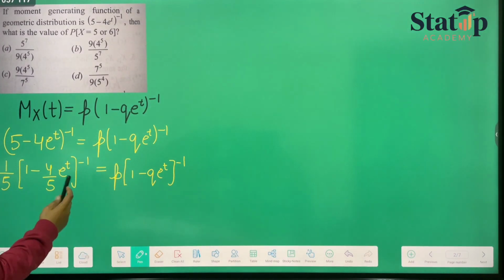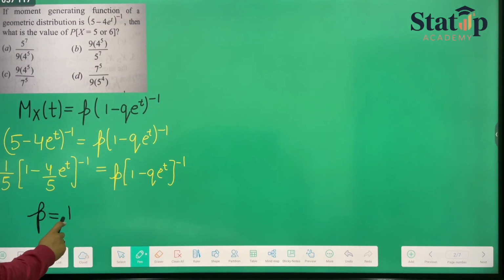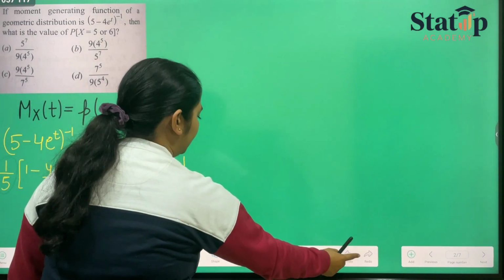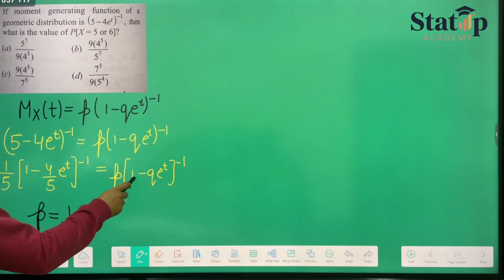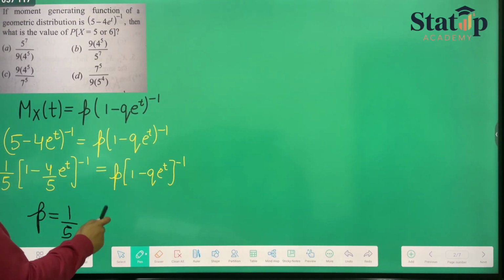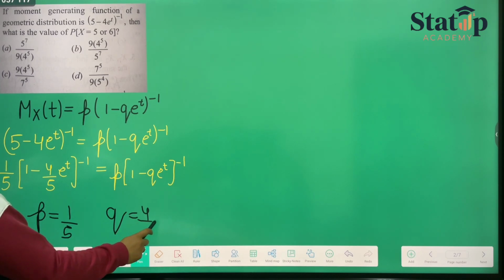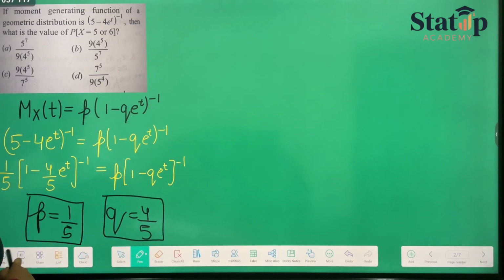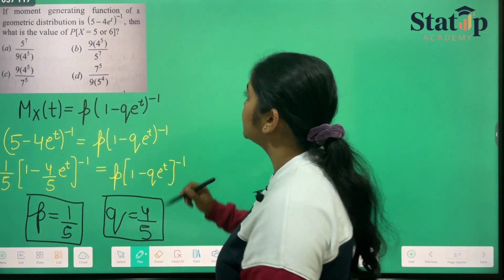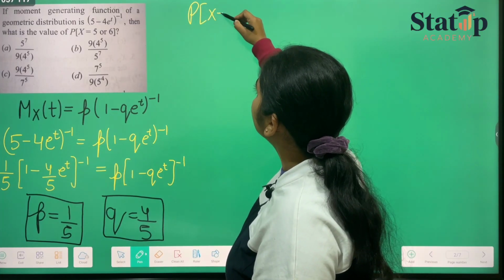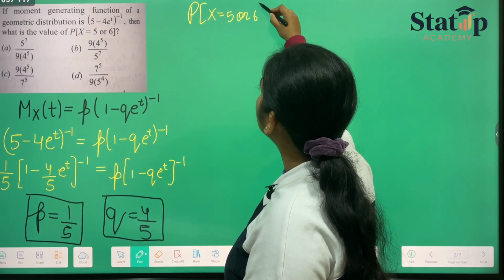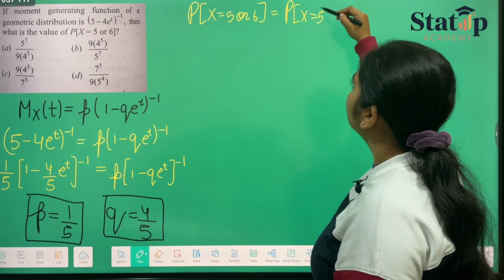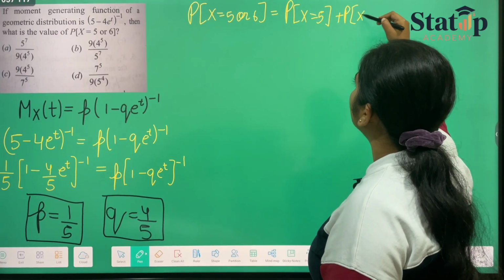Now on comparing these two, we get p equals 1 by 5, then 1 compared to 1, minus compared to minus, and in place of q here it is 4 by 5. So q has the value 4 by 5. So we got both the values p and q, and then they have asked us the value of probability x equals 5 or 6. Whenever or is there, then we add them. Probability x equals 5 plus probability x equals 6.